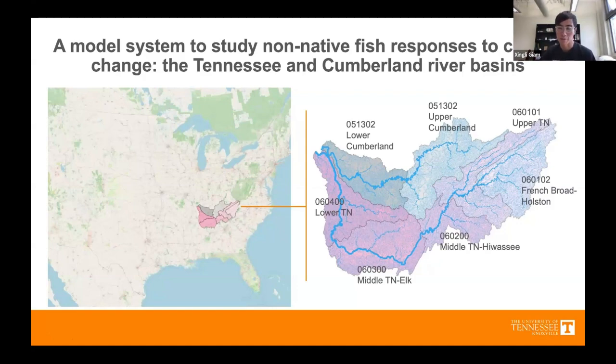Whereas the Cumberland River goes from Kentucky and then down to Tennessee and then back to Kentucky again before it joins up to the Ohio. So the management of both of these rivers would require cooperation and communication between the different state agencies.